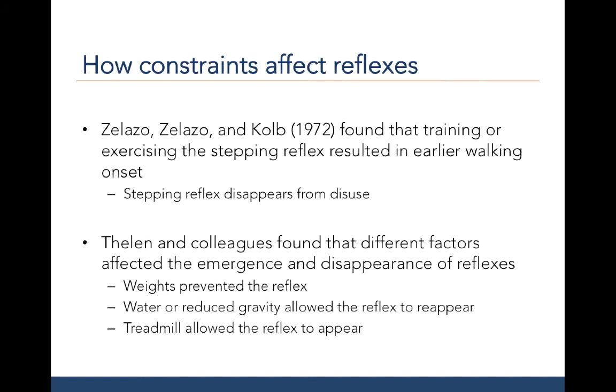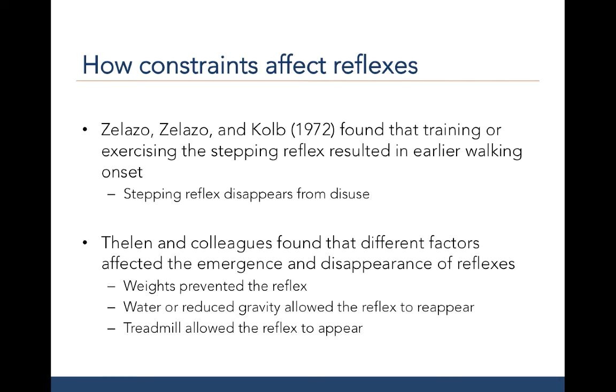In order to understand the relationship between reflexes and voluntary movements, we need to first examine how constraints affect reflexes. Zelazo and Kolb performed 2 experiments to understand how exercising the stepping reflex affects the onset of voluntary walking. They found that infants that had practiced the stepping reflex daily during their first 8 weeks of life showed an earlier onset of voluntary walking compared to infants that did not practice the stepping reflex. These authors suggest that the stepping reflex disappears from disuse, and the continual practice of the stepping reflex will prevent it from disappearing.